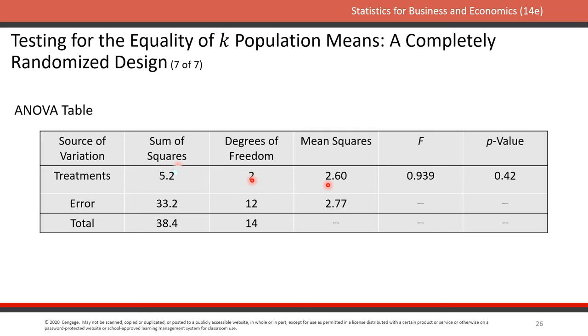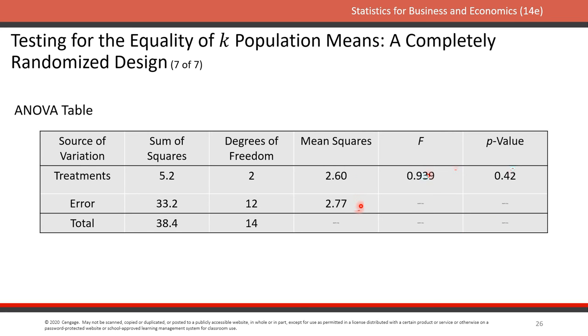Note that the sum of squares treatment and error add to the sum of squares total, and the degrees of freedom treatment and error add to the total degrees of freedom. We don't do anything with the total for the mean squares or the F or the p-value. F, recall, is just literally dividing 2.60, the mean squares treatment, by the mean squares error, 2.77. That's literally how we calculate F.